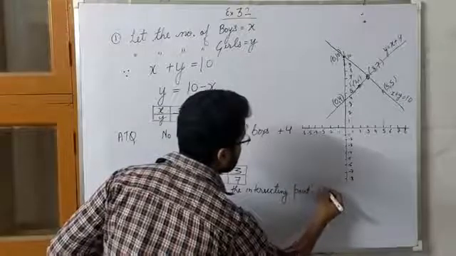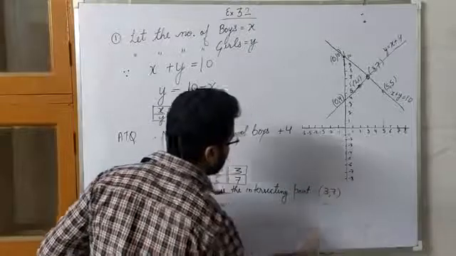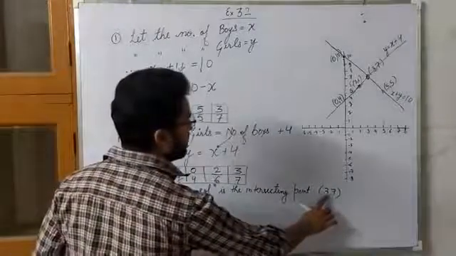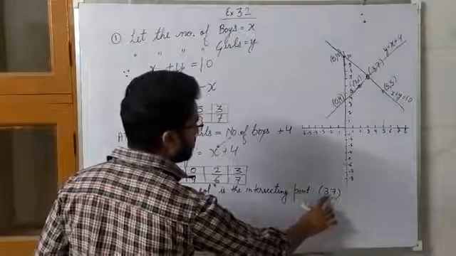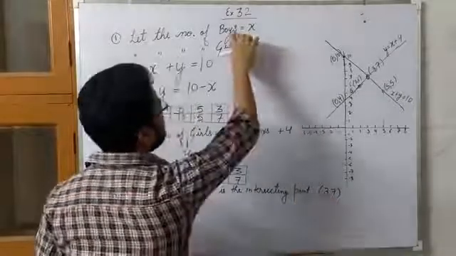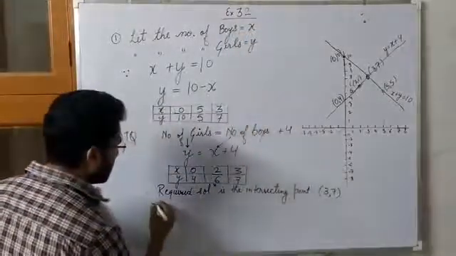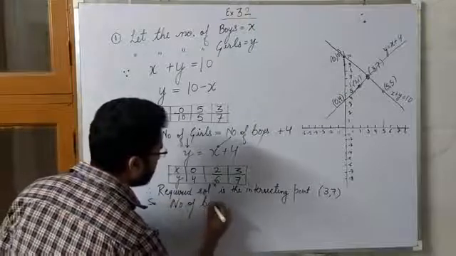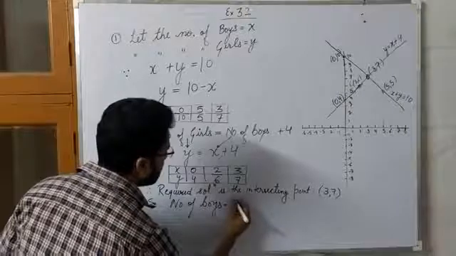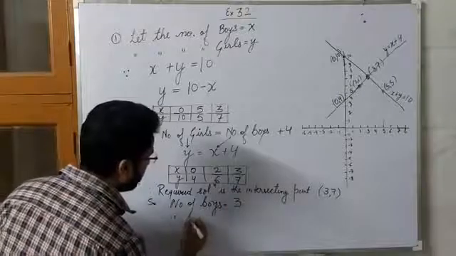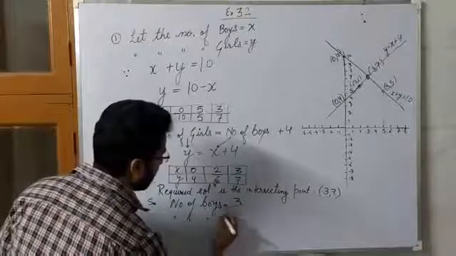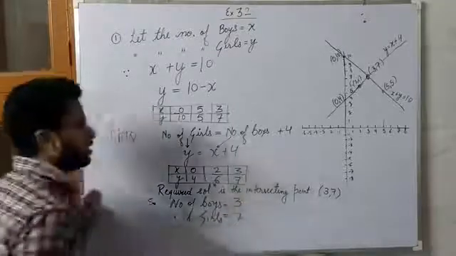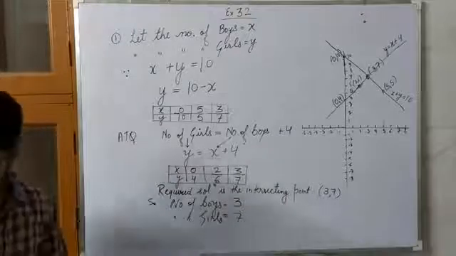That is 3, 7, right? That is 3, 7. And this is x, y. So x was the number of boys. So therefore we can say, the number of boys is how many? The number of boys is 3 and the number of girls is how many? 7, right? Okay. With this your first question is done.